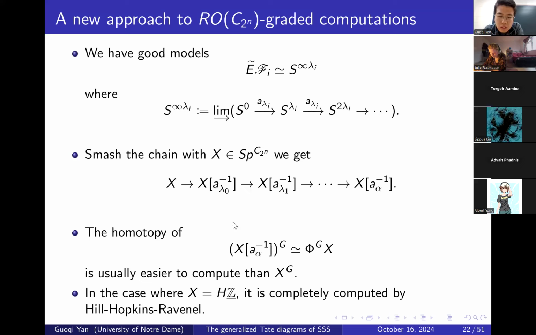Since we will apply our computational method to HZ, the input for us is computed by Hill, Hopkins, Ravenel. So the geometric fixed point of HZ is completely determined, and we can start from there and start our backward induction.